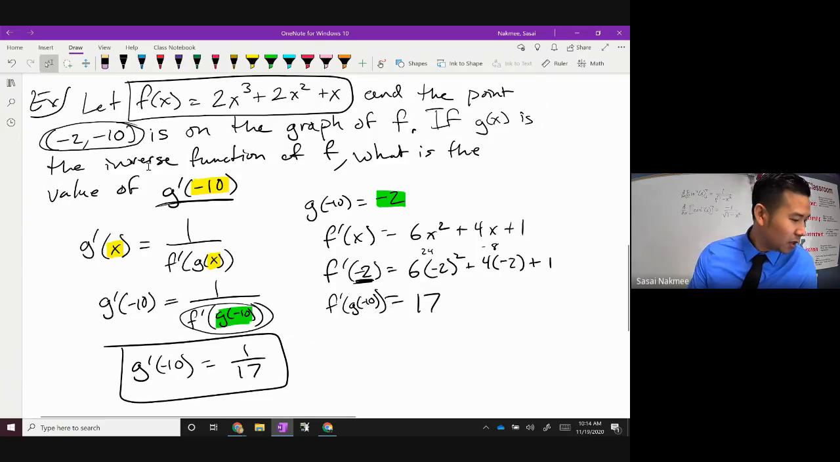So let's say they didn't tell you that f of negative 2 is equal to negative 10, but they did want you to find g prime of negative 10. Would we plug in negative 10? You're close, Monica. You would actually set this equation equal to negative 10 and solve for when x equals that. That's one way you could do it.